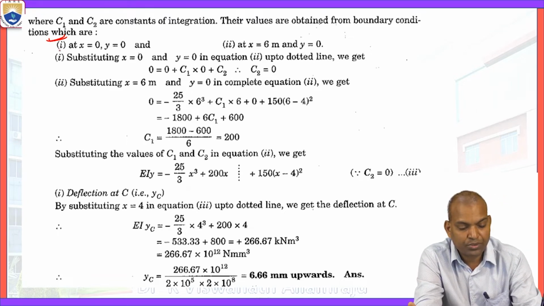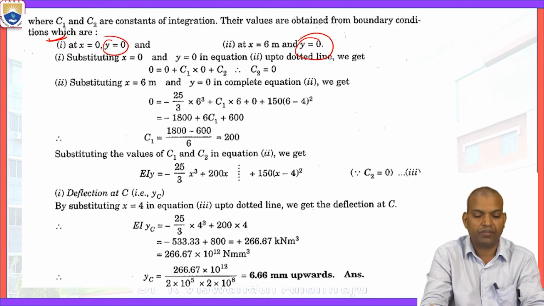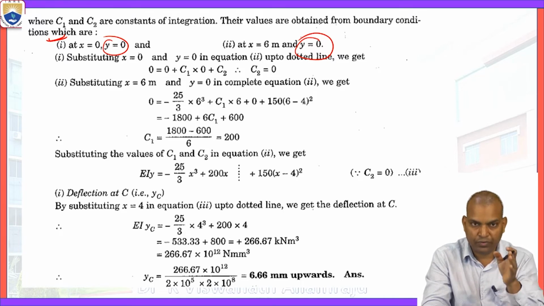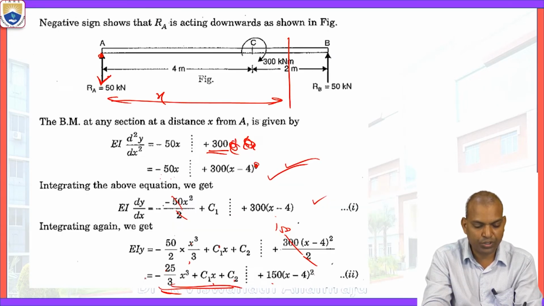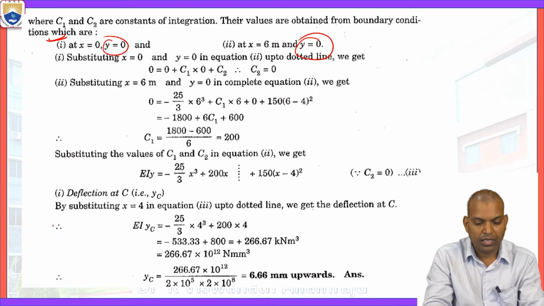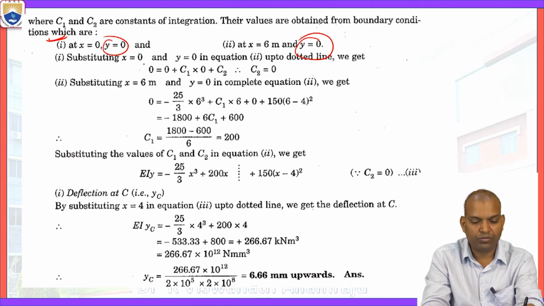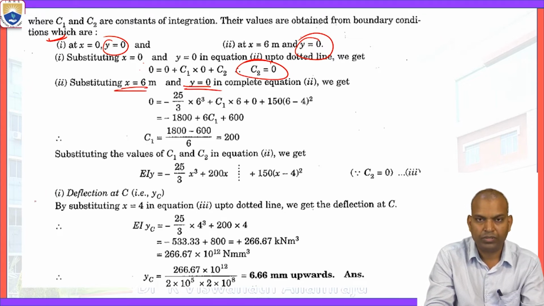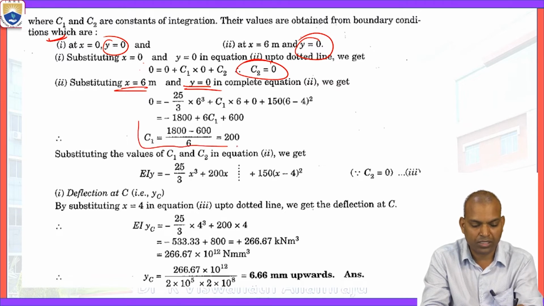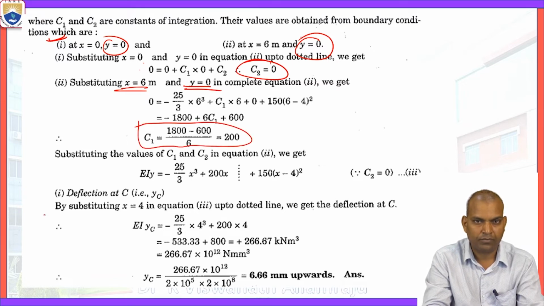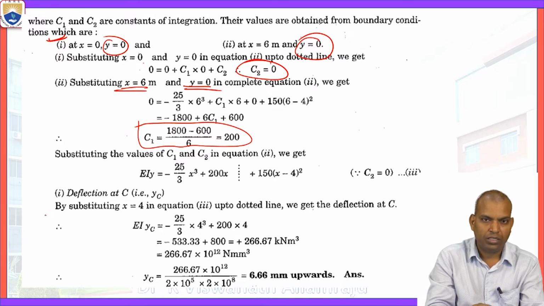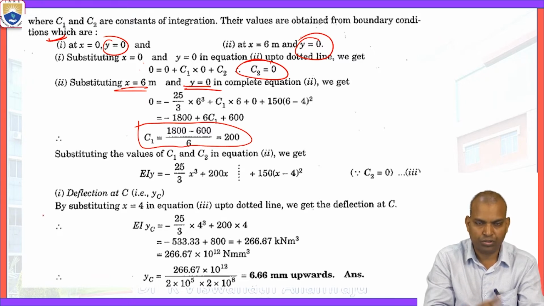So take the values and substitute. This y means the deflection equation. You have to substitute deflection values in the deflection equation. But consider the portions in such a way that x equal to 0 relates to the first portion equation. This is the first portion only. Now, with x equal to 0 and y equal to 0, C2 becomes 0. And substitute x equal to 6 and y equal to 0 in the complete equation, then C1 comes as 200. C1 equal to 200.